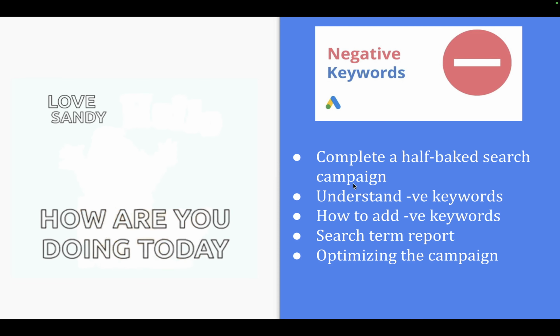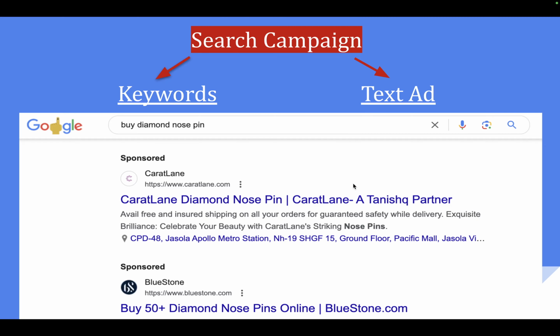Now, the reason why I'm saying a search campaign is a half-baked campaign is because whenever you think about adding any keyword in the campaign, you simply add this kind of keyword. Then adding the keyword means you'll be getting the search ads on different results over the Google search engine. But then whenever you add this kind of keyword, one single keyword shows your ad on different search terms.